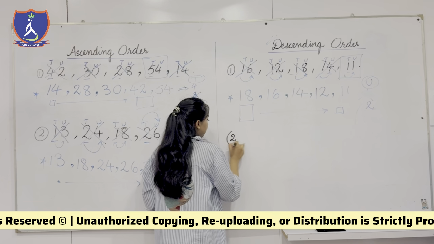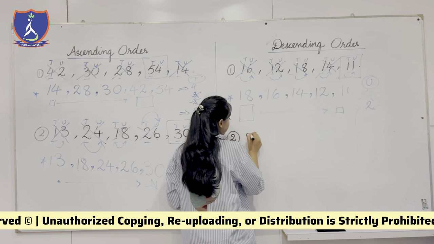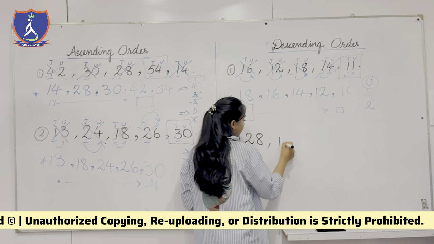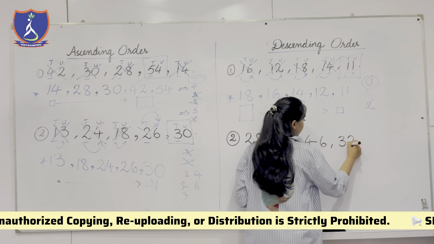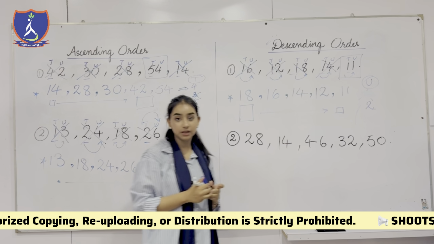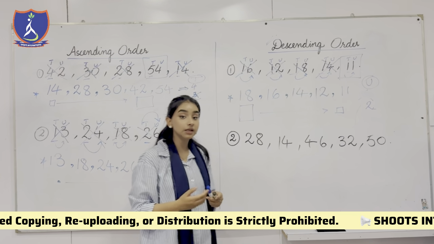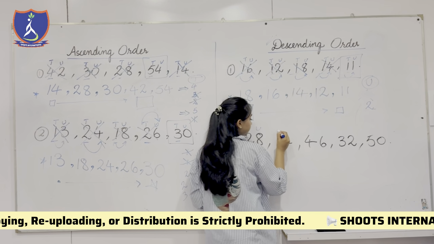Now we are going to take numbers from different families. We are going to have 28, 14, 46, 32, and 50 with us. Correct? The first step was writing the tens and the units. Write down the tens and the units.